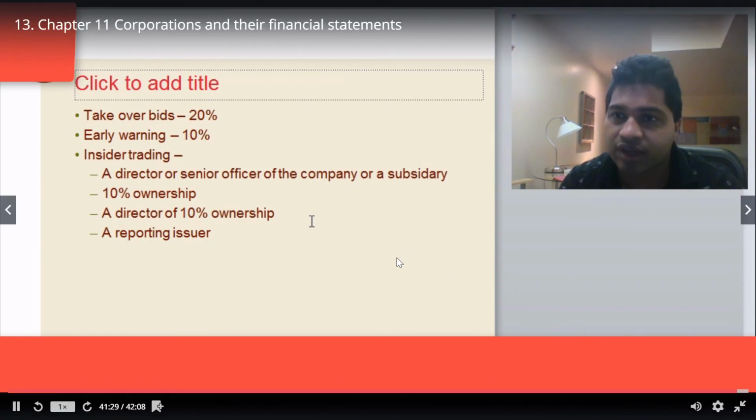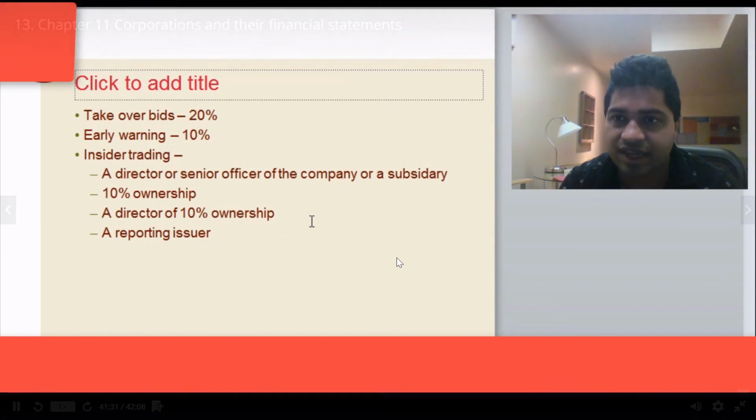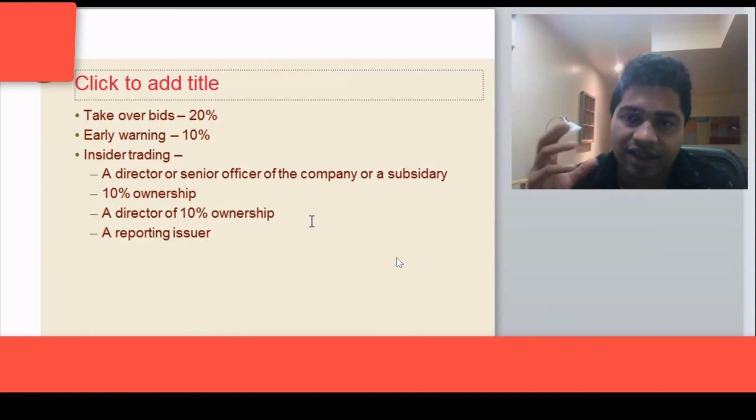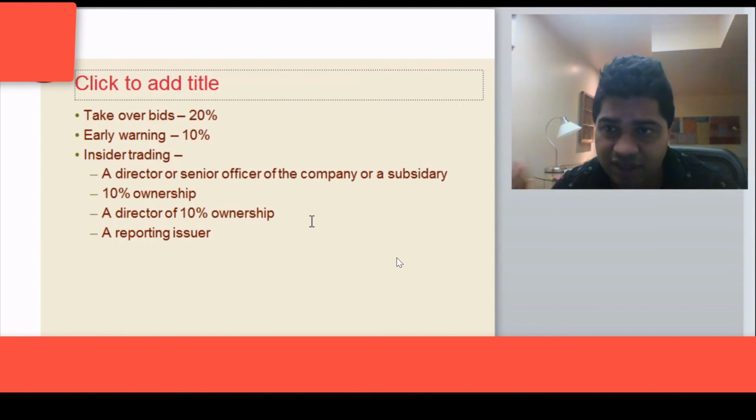And also a reporting body, like if an auditor has some shares, or if an investment bank who is doing an IPO has some shares, these are called insiders. There are certain restrictions that are placed on insiders. Now, who are insiders? A director or a senior officer of the company, a person who has more than 10% ownership, a director of a company who owns more than 10% in a company, a reporting issuer, for example an auditor or an investment bank, is also called an insider.